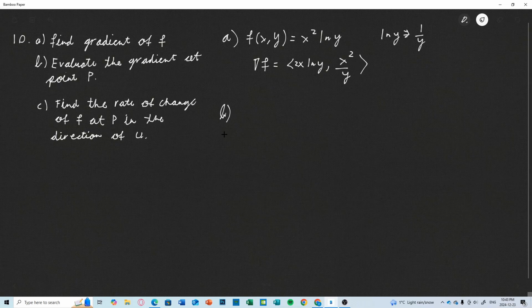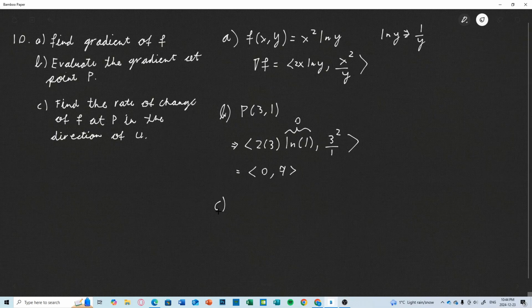Now part B, it wants us to evaluate the gradient at point P, where our point is going to be 3 and 1. So all we have to do is put our point into our gradient. So this becomes 2 multiplied by 3 ln of 1 and 3 squared over 1. So since ln of 1 is equal to 0, this becomes 0, and 9 over 1 is just 9.